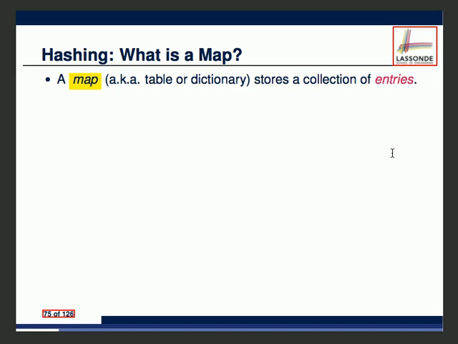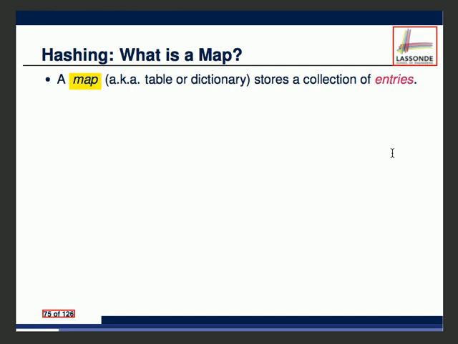A map is simply a data structure. But let's learn intuitively how the map works. Sometimes people say a map is a table, like a hash table or a dictionary. So you can just use that interchangeably. So what does a map do? It simply stores something, just like an array. It's going to store a collection of entries.